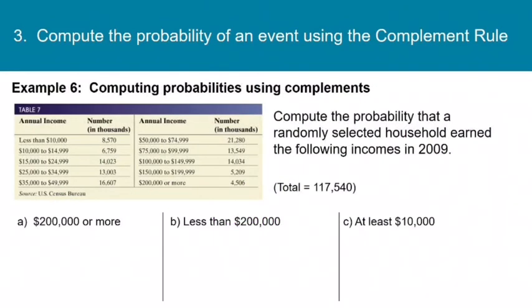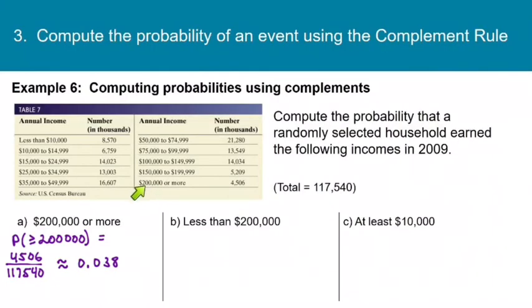And here's example 6. It says, compute the probability that a randomly selected household earned the following incomes in 2009, and this table has already been totaled up for us. Find the probability that someone made $200,000 or more. Here is the line for 200,000 or more. So the probability that a randomly selected person made this much or more is 4506 over 117,540, and that is approximately 0.038.